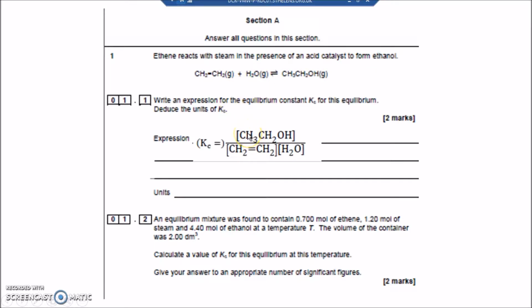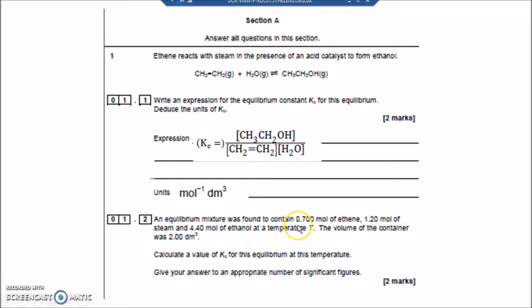In terms of units then, we've got concentration on the top and 2 concentrations on the bottom. So we've got moles per decimeter cubed on the top and moles per decimeter cubed and moles per decimeter cubed on the bottom. So the 1 on the top will cancel with 1 on the bottom, so we'll end up with moles divided by decimeter cubed on the bottom, or moles dm to the minus 3 on the bottom, and then when you take that to the top, it becomes moles minus 1 dm3.